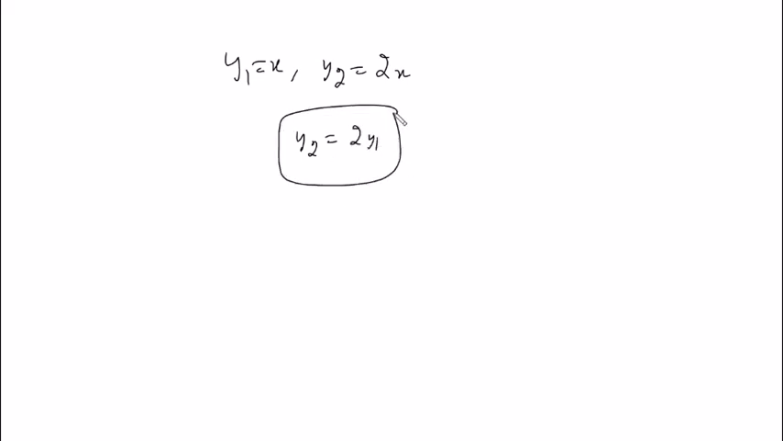The short word for that is LI. Okay, so giving you the example, one example I've just given you: y1 is x and y2 is 2x. So these are both functions. You can see that y2 is just 2 times y1. Therefore, y1, y2 means these are not numbers. I should write actually like y1(x), y2(x) are linearly dependent.